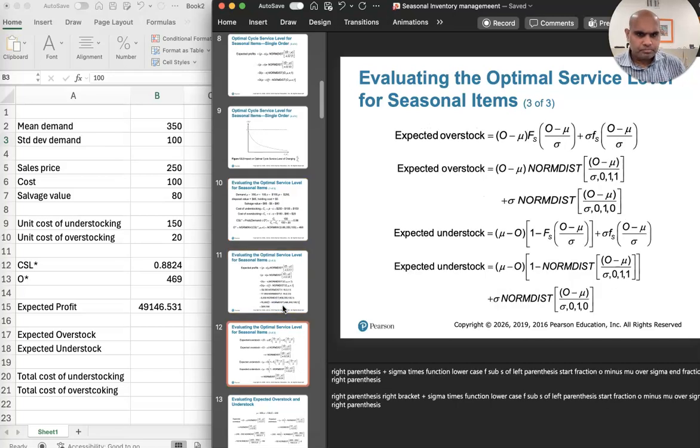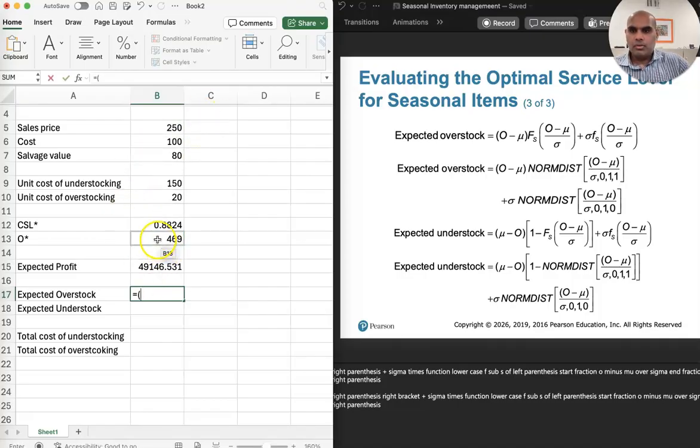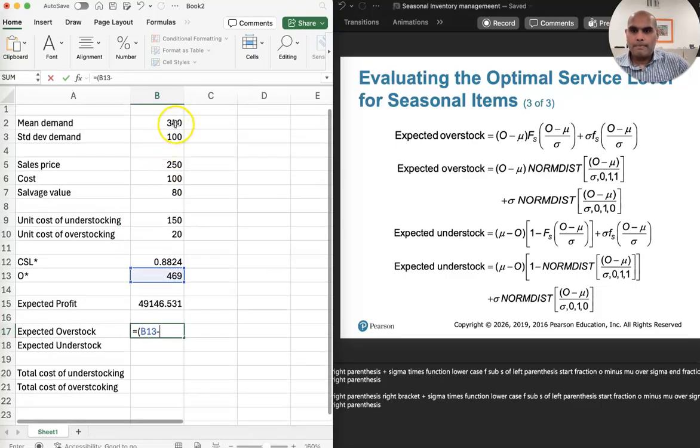All right. Now let's do the formulas for the expected overstock and expected understock also. So let's quickly do expected overstock. The expected overstock is O minus mu, the optimal order quantity minus the mean, times 1 minus norm.dist.